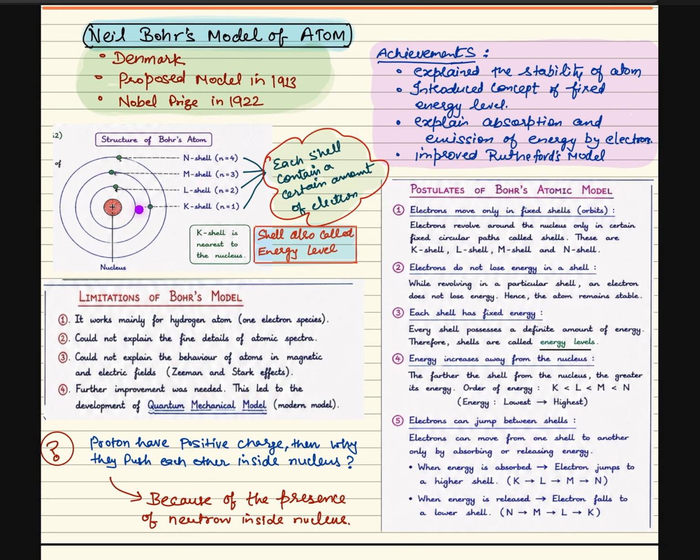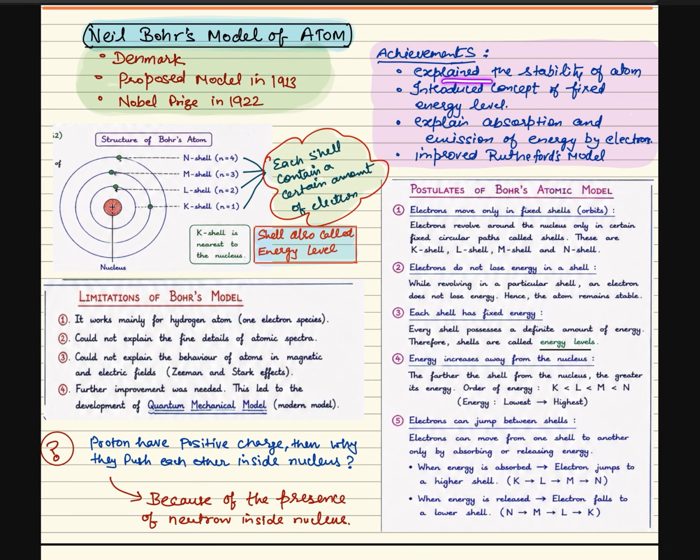He named the shells: the first shell K, after that L, after that M, after that N. So these are the names of the shells, K, L, M, N. The K shell is the nearest to the nucleus. It means electrons revolve in a fixed orbit as per their energies. A shell is also called an energy level.